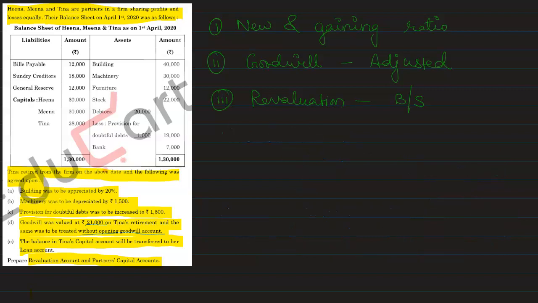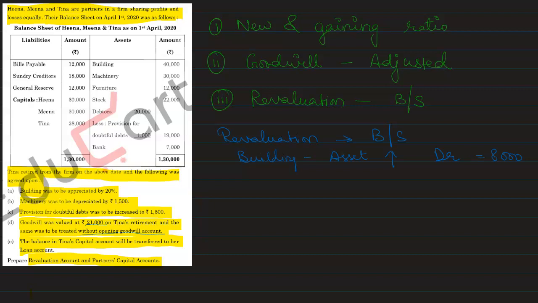Now we will check the effect of revaluation of assets in the balance sheet, that is, how the assets will be shown. So building is to be appreciated. Appreciated means it will increase. Building is an asset and the value of the asset will increase. Asset has a debit balance. So asset will increase. And how much will it increase by? By 20%. Building is of 40,000. 20% of 40,000 is 8,000.